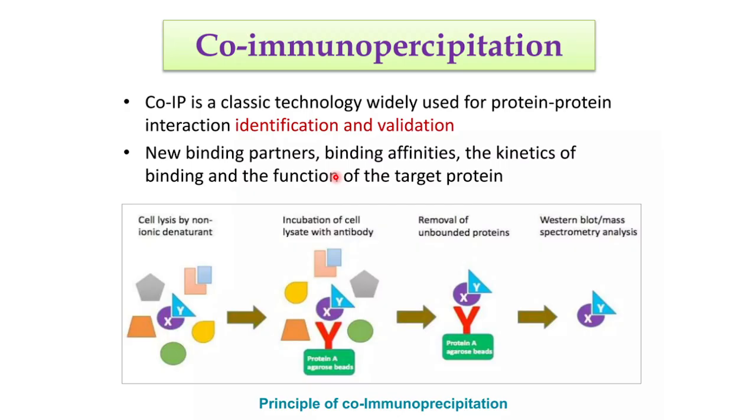The other very important technique is co-immunoprecipitation. It's a classic technology used for identification and validation of different protein-protein interactions. So new binding partners, binding affinities, the kinetics of the binding and the function of the target protein can be studied.